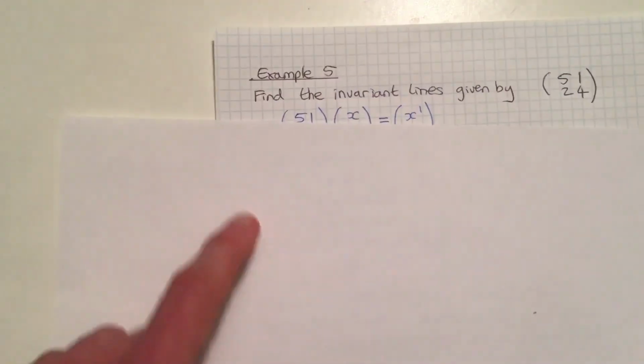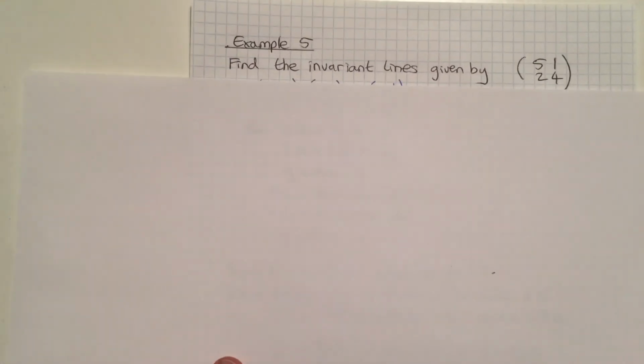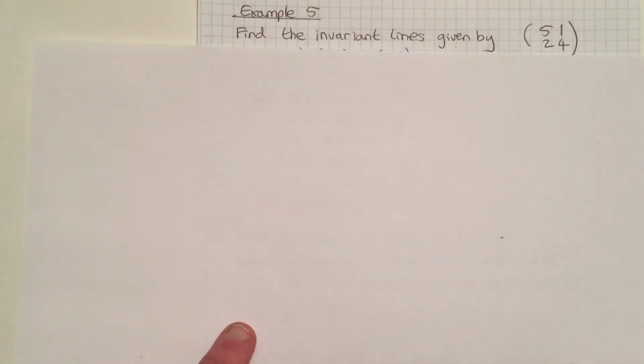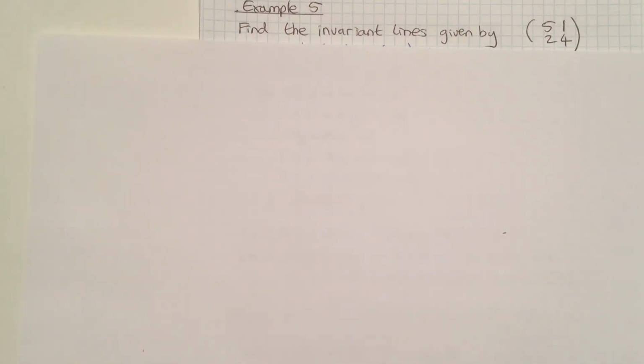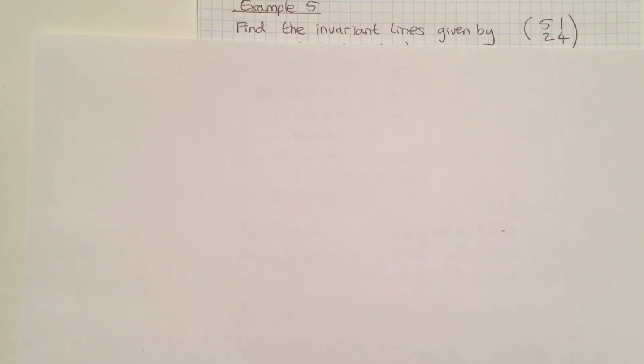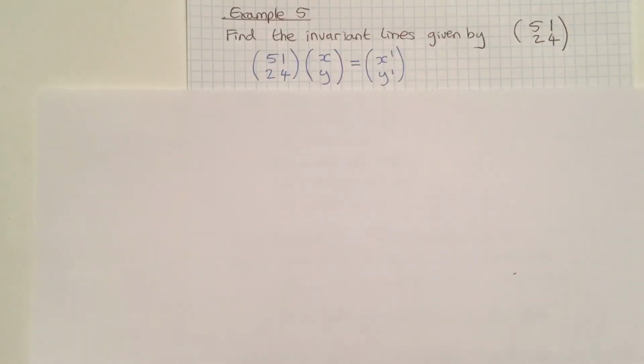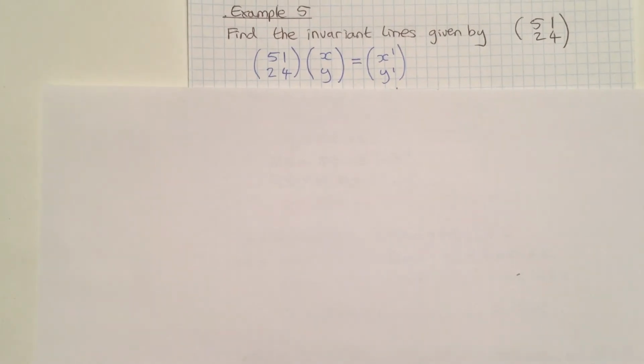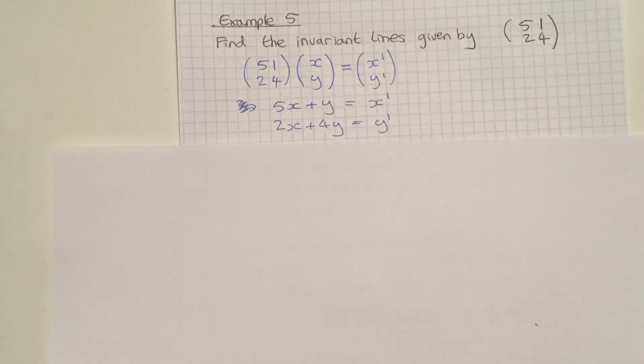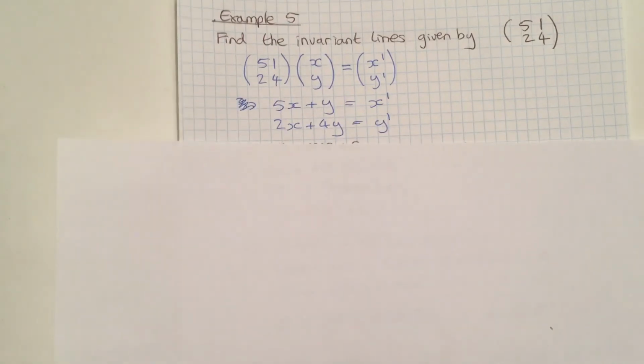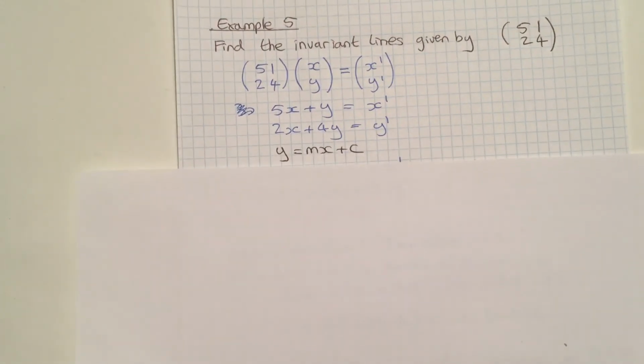Okay, fifth example, and we'll go for it a little bit quicker. We're going to do another one of those. This question is more or less exactly the same as the one we've just done, but with a little twist at the end. So, we can start off, same idea. We're talking about invariant lines, so we're using that formula. Expanding it out, we know y equals mx plus c.